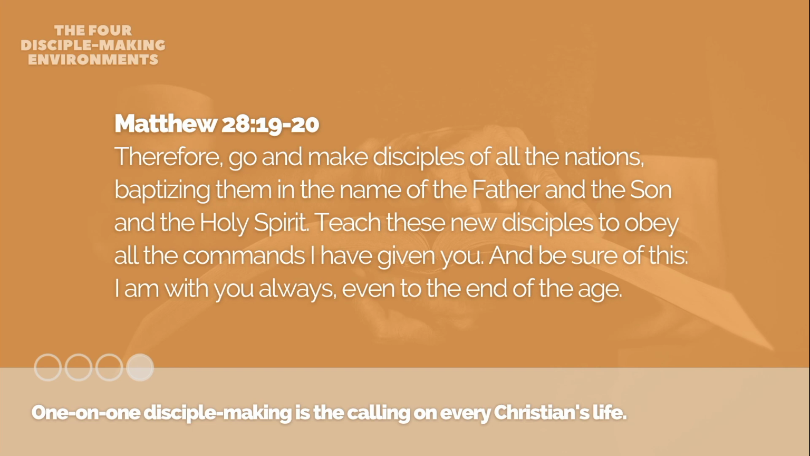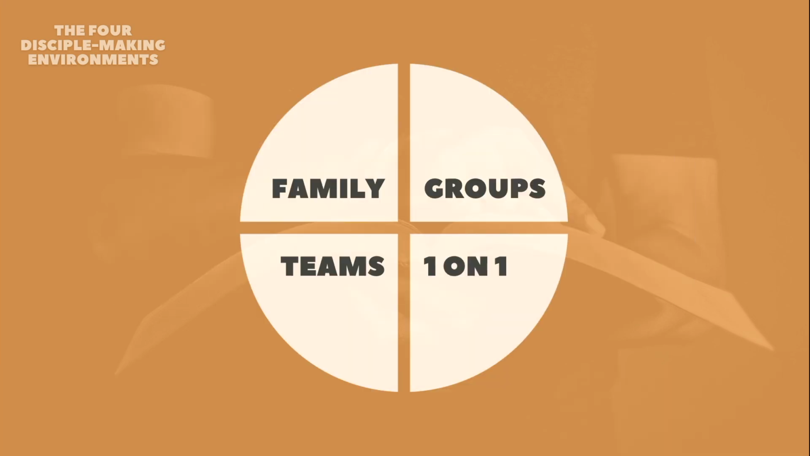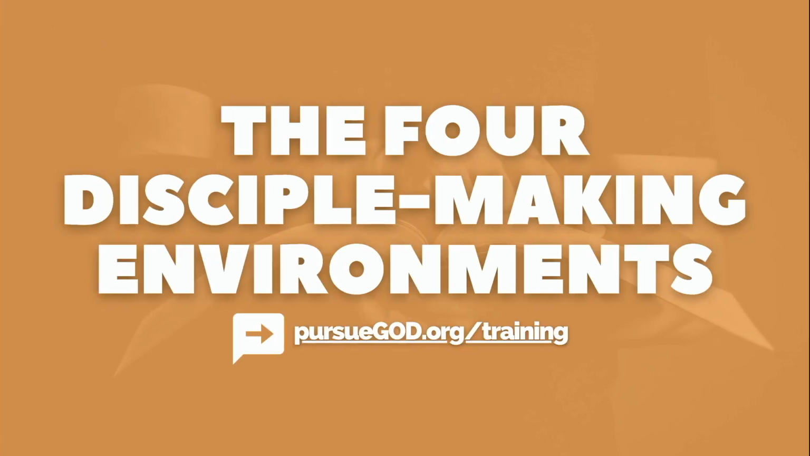If Jesus thought that some fishermen and tax collectors were smart enough and capable enough to do it, then people in your church can do it as well. So those are the four environments for disciple making. Now use those questions down below to talk about how to apply this to your church context.